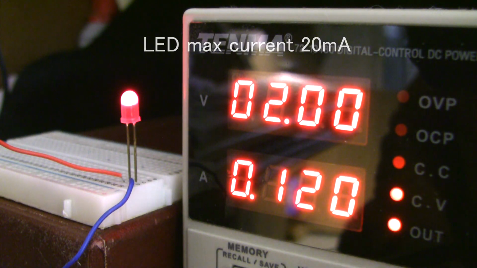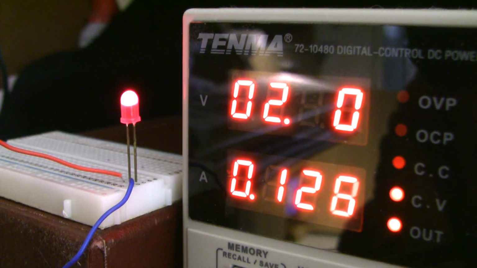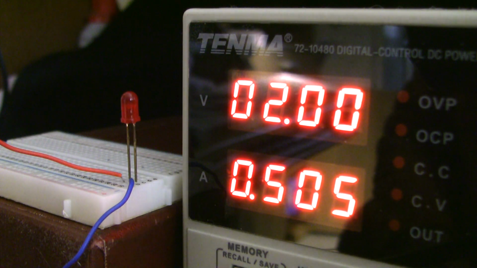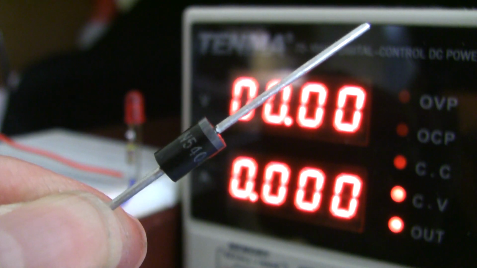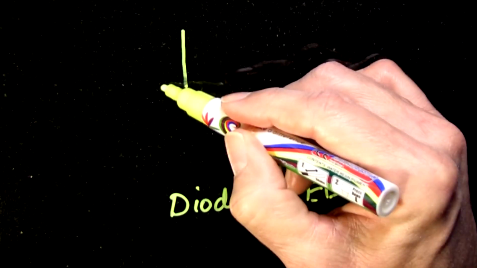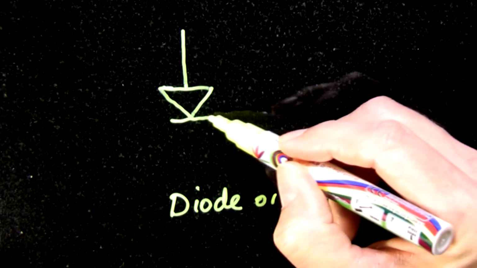Why is this? Well, an LED, as its name says, is in fact a diode. A diode conducts electricity in one direction only and with a very low resistance. An LED is like a normal diode, but it emits light as a byproduct, which is very useful.